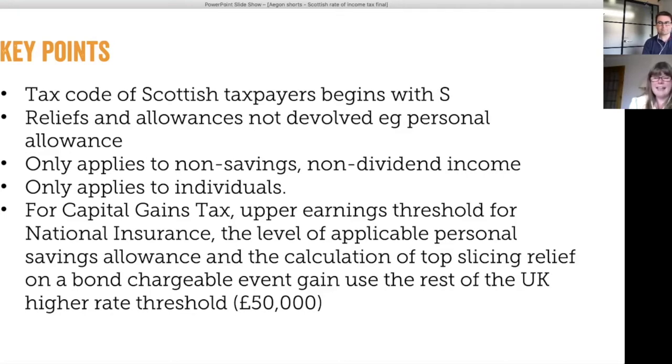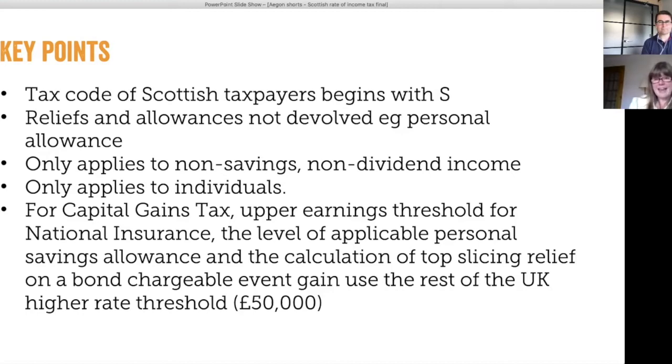Again, if the life tenant is a Scottish taxpayer and the income falls within one of the non-savings, non-dividend income classes, so for example, again, rental income, then they would be subject to the Scottish rate of income tax. And if the trustees of a discretionary trust actually make a distribution to a Scottish taxpayer, then that distribution of income from the discretionary trust is subject to the Scottish rate of income tax.